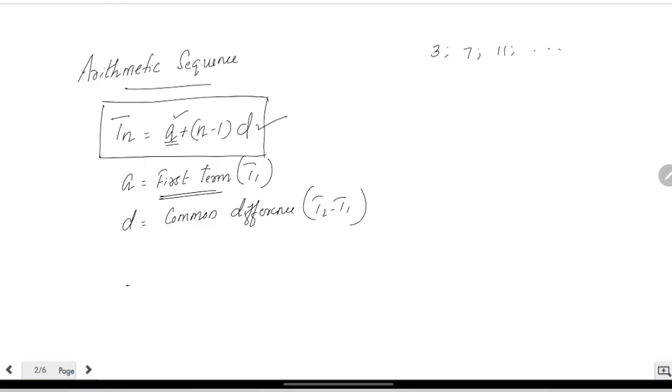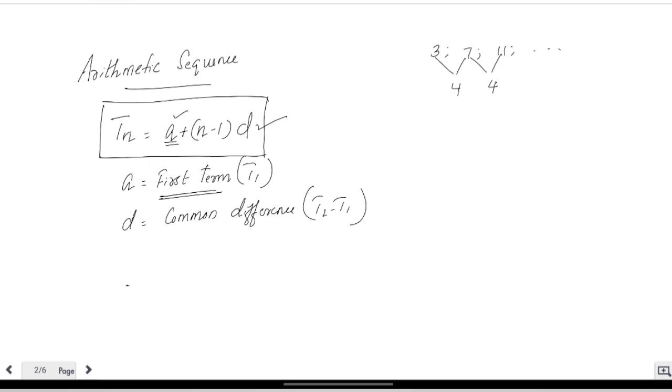And what type of sequence is this? Arithmetic sequence. How do you know? Because the common difference is 7 minus 3, that is 4, then 11 minus 7, that is again 4. So we can see that this is an arithmetic sequence, isn't it?